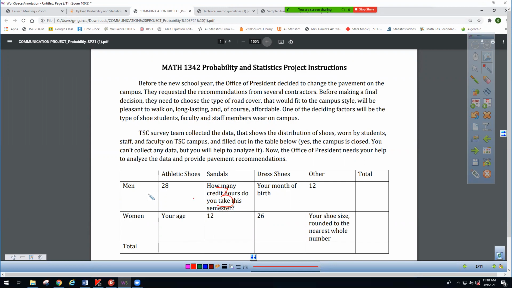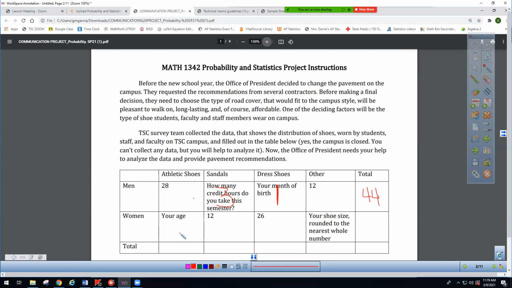And for the dress shoes, men, how many men wore dress shoes? Again, you're going to answer the question. Your month of birth, if it's August, then you put the 8. If it's October, then you put the 10. If it's January, then you put a 1. Okay, the 12 is going to stay there. You're going to add all of these here. So we have 28, 29, 30, 31, 32. So we have 32 plus 12 is 44.